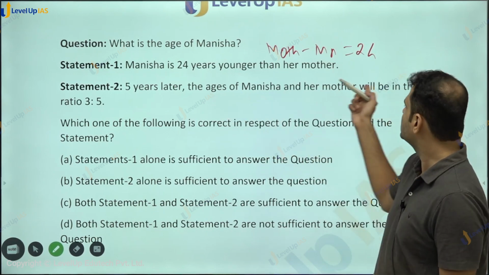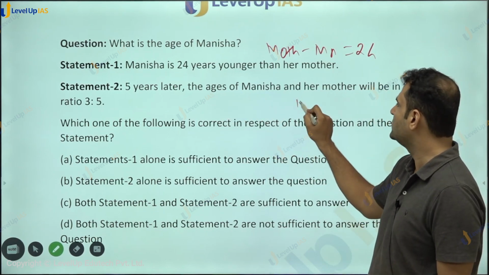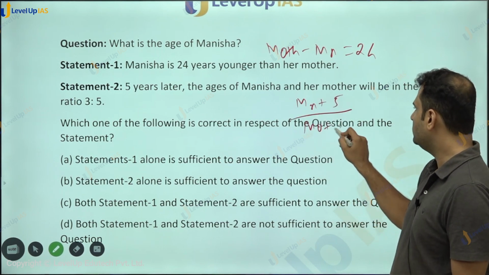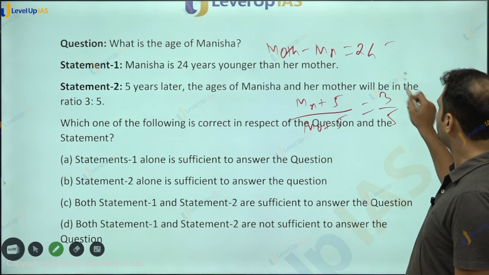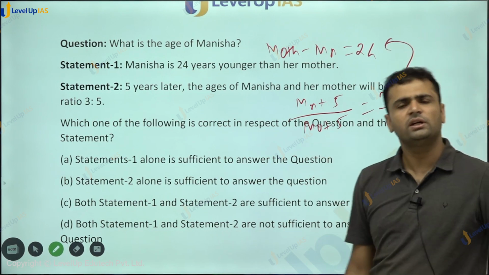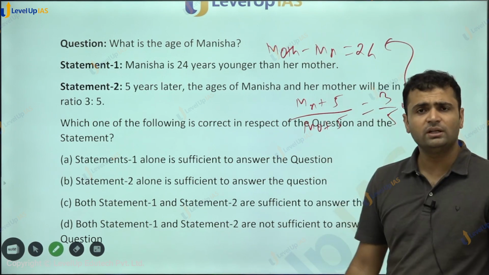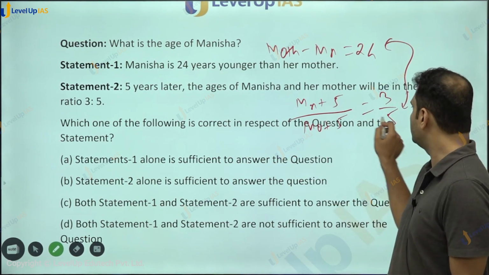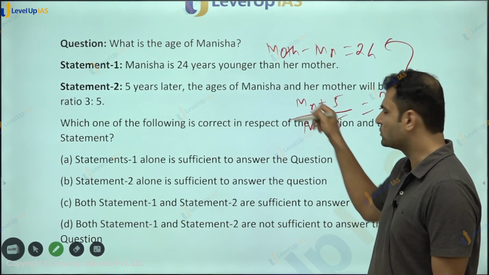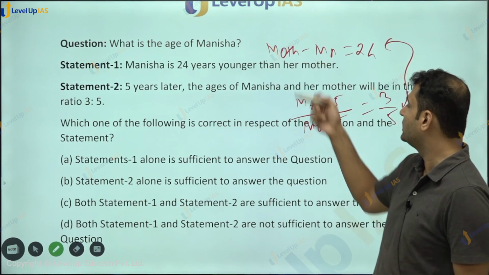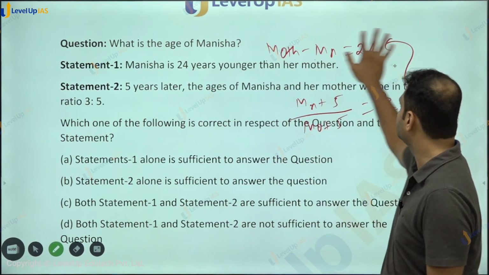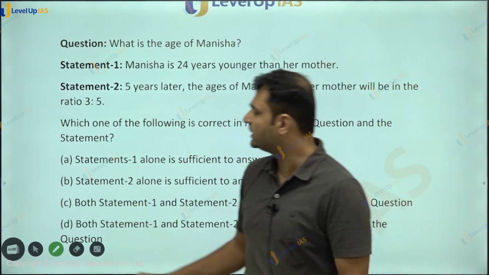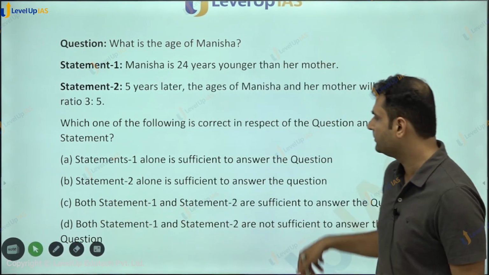Five years later, the ages are in the ratio 3:5. So Manisha plus 5 and mother plus 5 is equal to 3:5. So two equations, two unknowns, it can be solved. But we have to ensure that these are different equations. In this case, they definitely are, because if you cross multiply, it will be 5 into this, 3 into this. So the coefficients are different. Here 1 and -1 are there, here 3, 5 and so on will come. So two equations, two variables, it can be solved. Answer here is C.